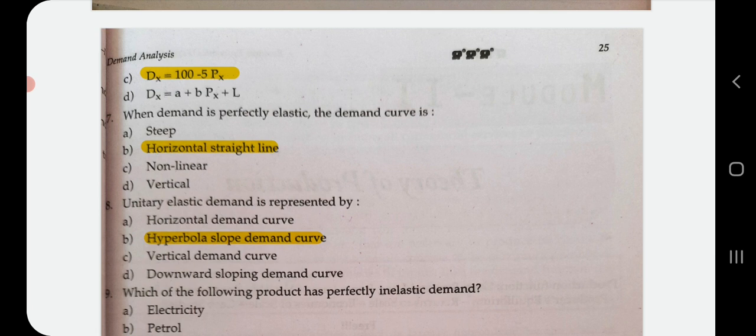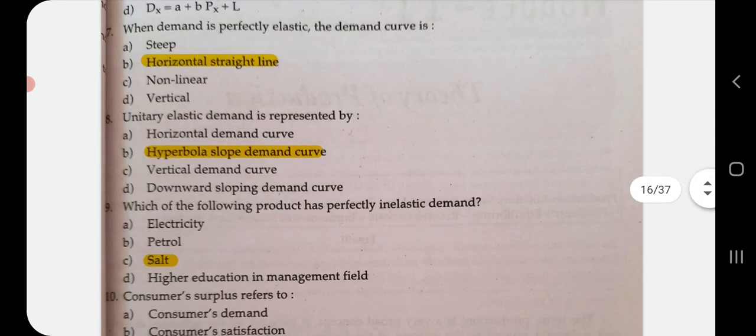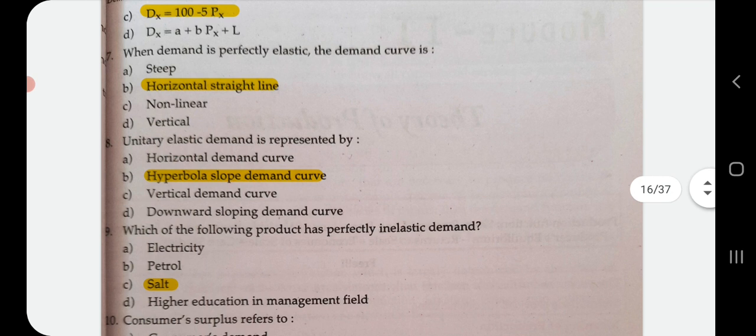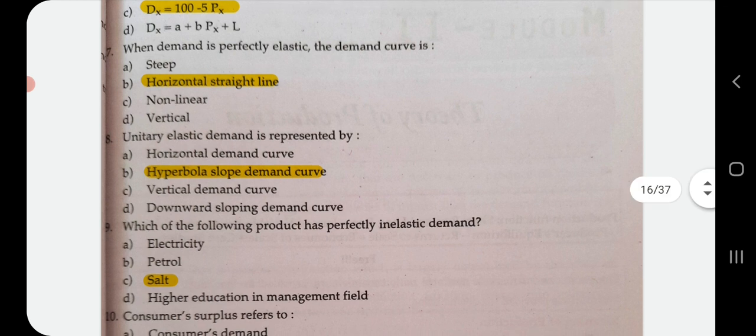When the demand is perfectly elastic, what is the demand curve like? It's a horizontal straight line. The eighth question, unitary elastic demand is represented by dash dash. Unitary elastic demand curve is represented by hyperbola slope demand curve. The correct option is B.